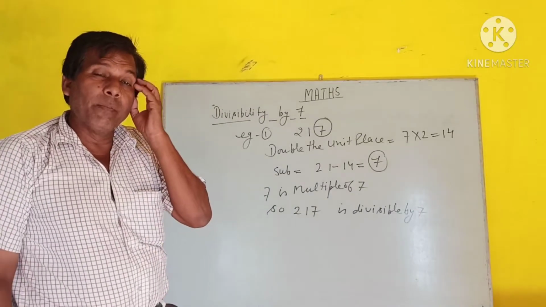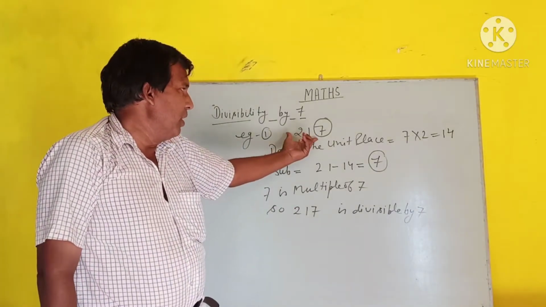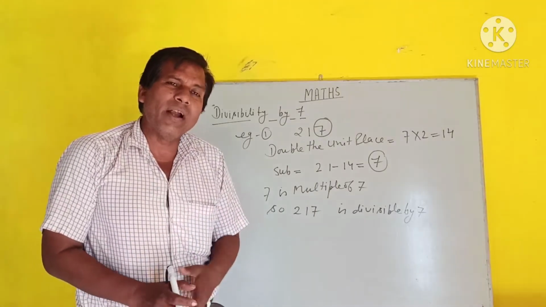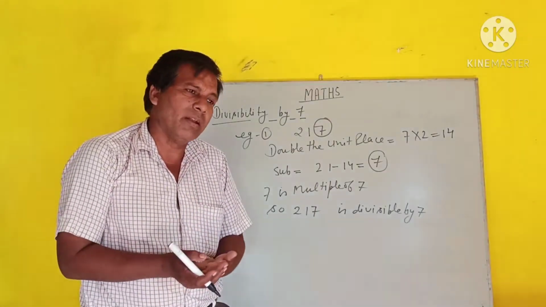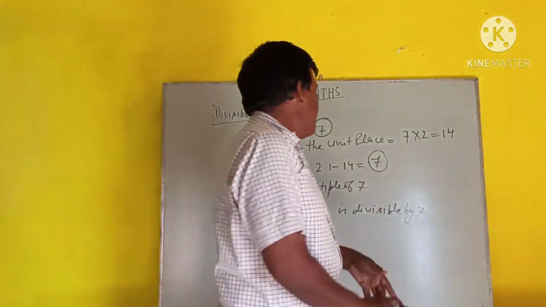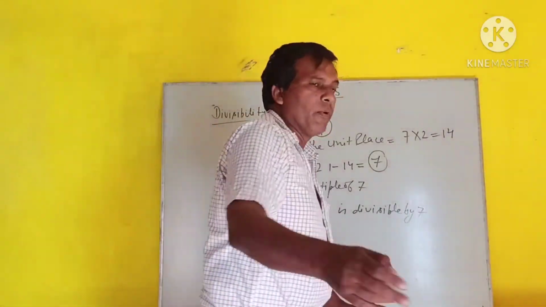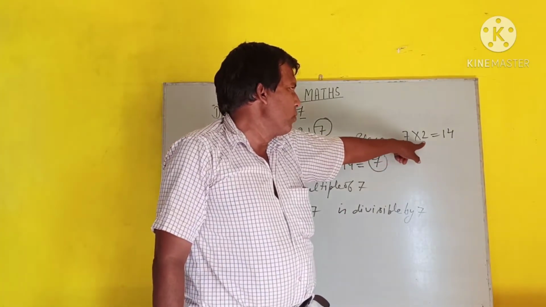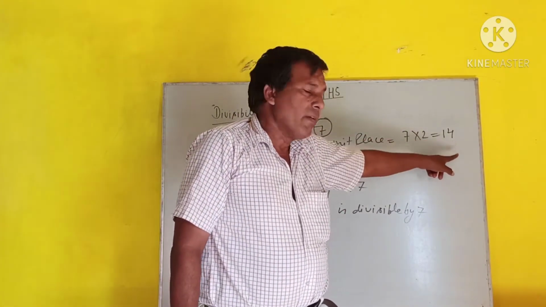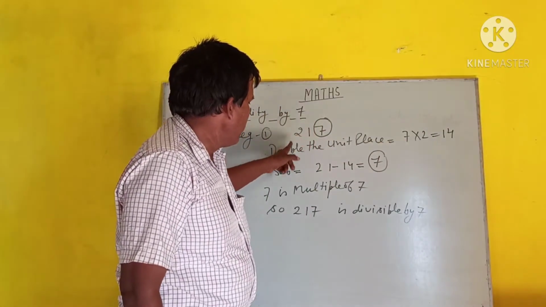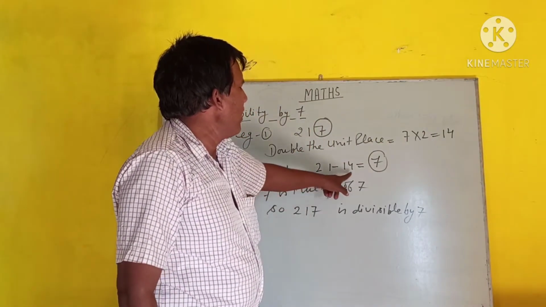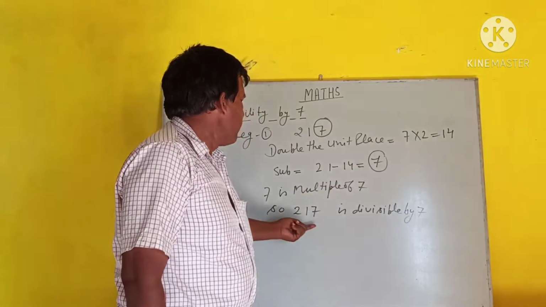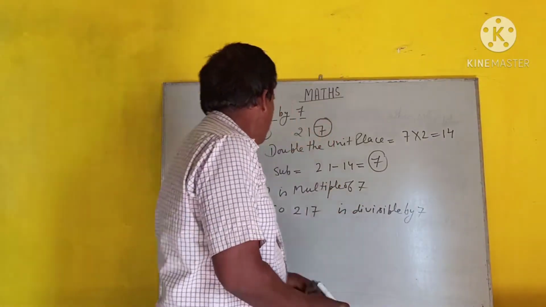See here, I repeat it. I take example 217. How you check it? 217 divisible by 7. Double the unit place. Here unit place is 7. All of you see here. 7 multiply by 2. 7 2 ja 14. Now remaining number is 21. Subtract it. 21 minus 14 is equal to 7. 7 is multiple of 7. So 217 is divisible by 7.